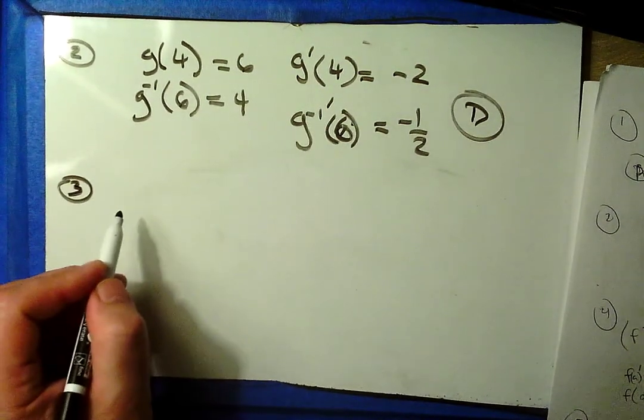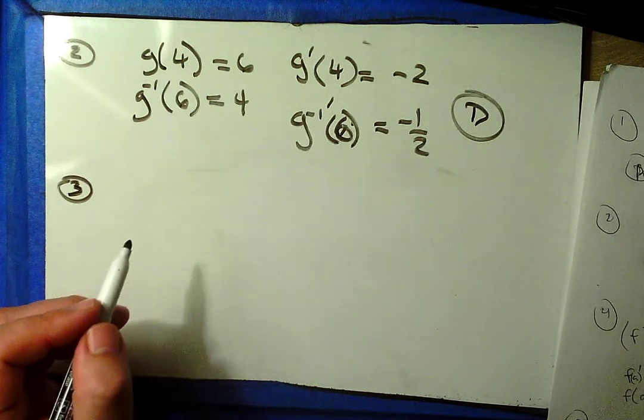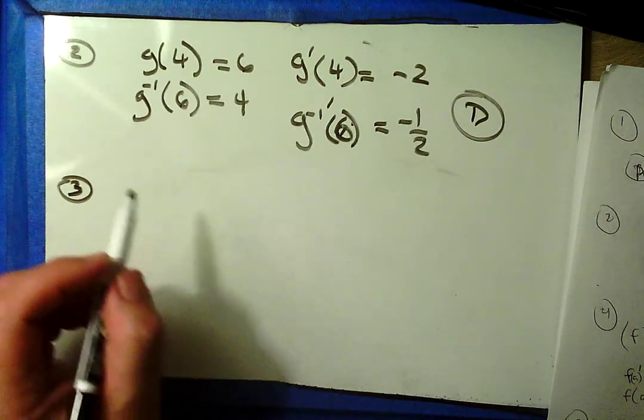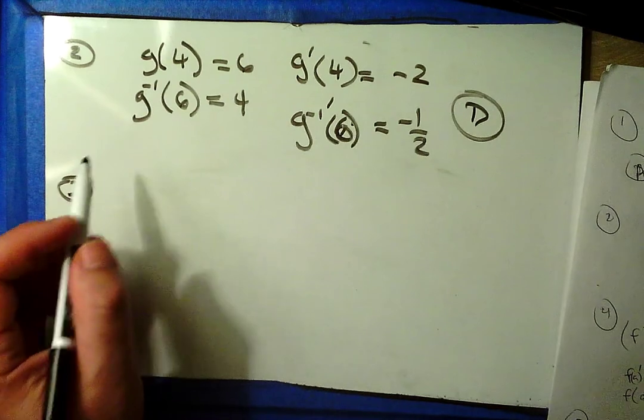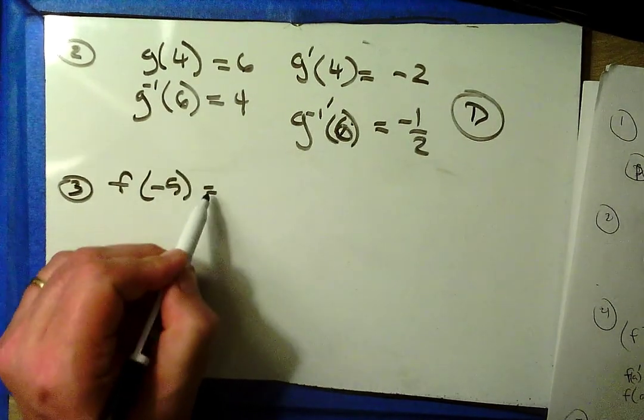For number 3, let f and g be inverses so that they're differentiable. Okay. And remember that also implies continuity. f of negative 5 equals 7.